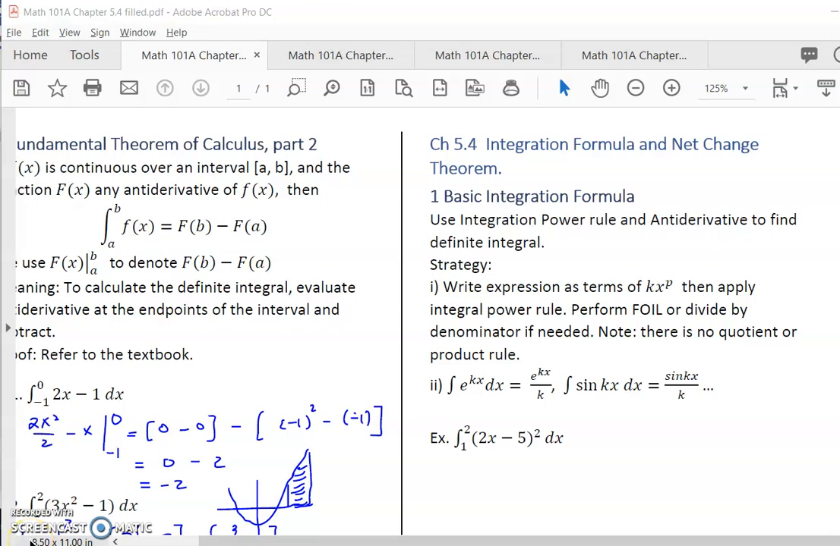Hi, calculus student. This video is 5.4 part 1, chapter 5.4 part 1, is to look at some basic integration formulas to help us do either definite or indefinite integrals and also net change. We look at something called the net change theorem, which is the direct result of the fundamental theorem of calculus part 2. We'll use it to solve some work problems.